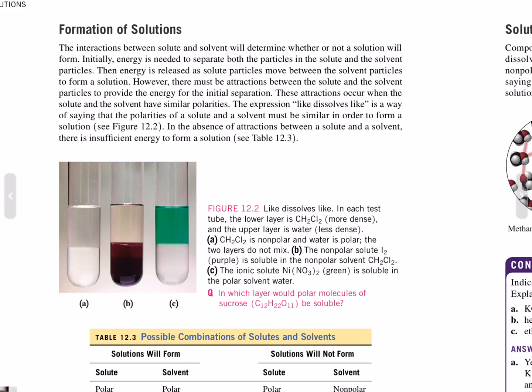Figure 12.2. Like dissolves like. In each test tube, the lower layer is CH2Cl2, more dense. The upper layer is water, less dense. A, CH2Cl2 is nonpolar and the water is polar. The two layers do not mix. B, the nonpolar solute iodine, purple, is soluble in the nonpolar solvent CH2Cl2. The ionic solute nickel nitrate, green, is soluble in the polar solvent water.